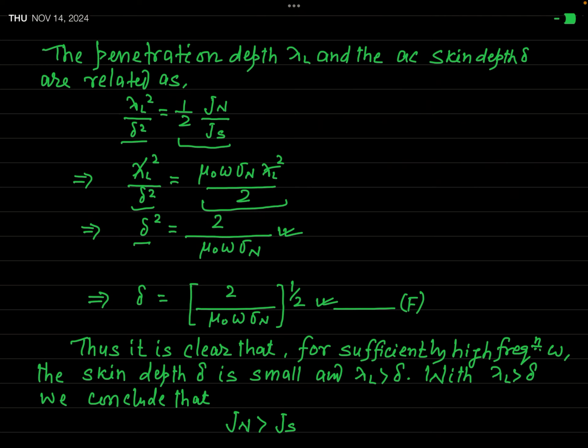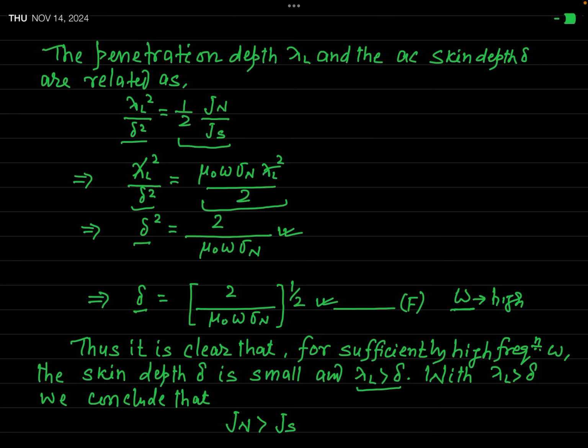Now you can see that if we are talking about a very large frequency, omega is very high. If omega is very high, it is clear from this result that delta will be very small. Delta is inversely proportional to the square root of omega. So for a sufficiently large value of omega, this skin depth will be very small, and definitely the London penetration depth will be greater than delta.